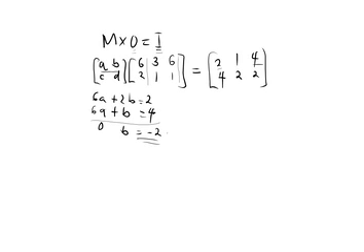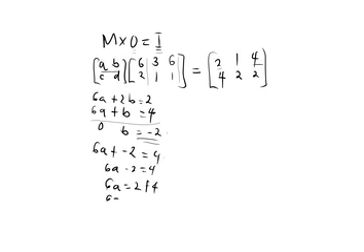Now that I have the value of b, I can substitute it in equation 2 to get the value of a. So I have 6a plus negative 2 is equal to 4. This means that 6a minus 2 is equal to 4. 6a is equal to 2 plus 4. 6a is equal to 6, and the value of a will be equal to 1.